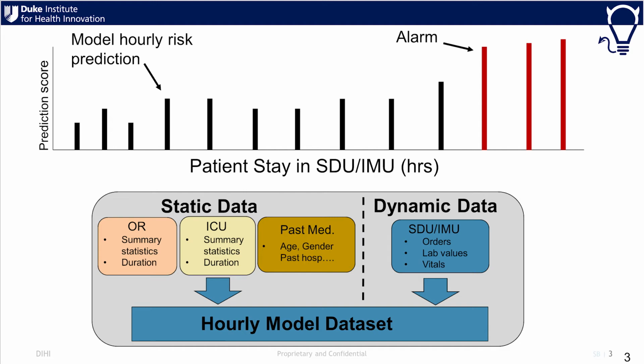This model is based on two types of data. First, there would be static or unchanging data for these patients while in these step-down or intermediate units. This would be summary statistics and information from the OR and the ICU, and then demographics on the patient. Then every hour, dynamic data would be updated with orders, lab values, and vitals for these patients, forming the hourly model data set for these models.